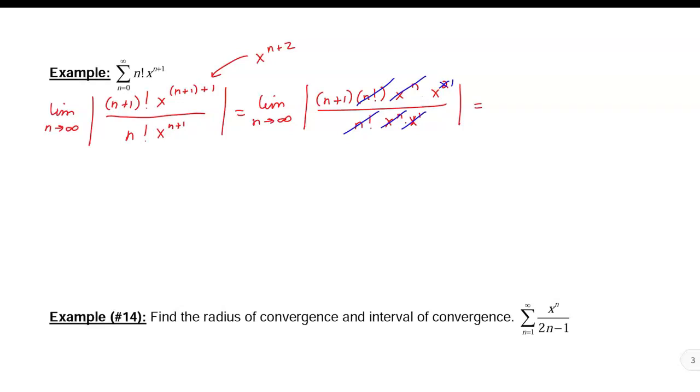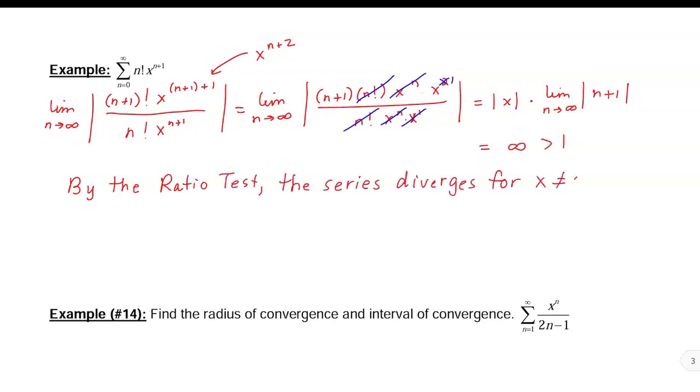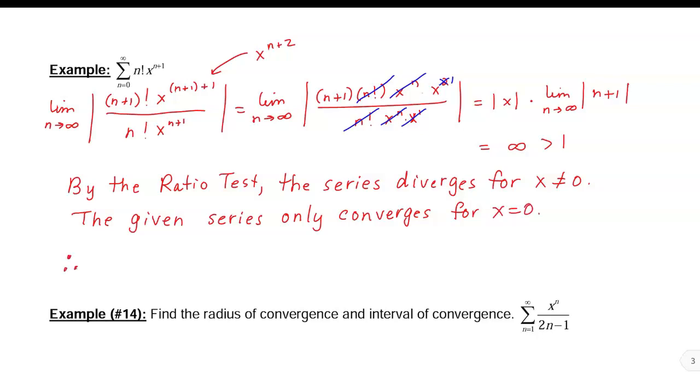We're about to take the limit as n goes to infinity, which does not involve x. So we'll remove x from the limit and just take the limit as n goes to infinity of n plus 1. That limit goes to infinity, and comparing that to 1, it is greater than 1. By the ratio test, the series diverges for x not equal to 0. The given series only converges for x equals 0. Therefore, the radius of convergence is 0, and the interval of convergence is 0.